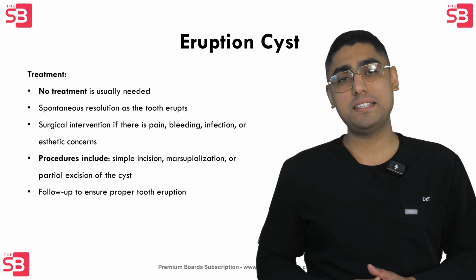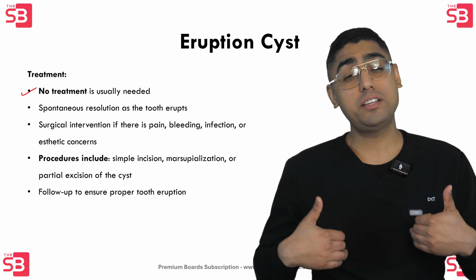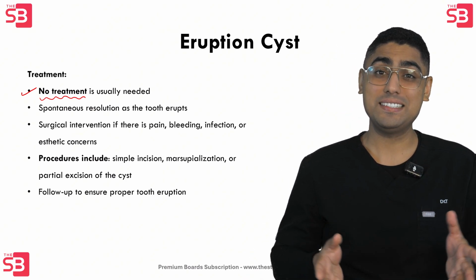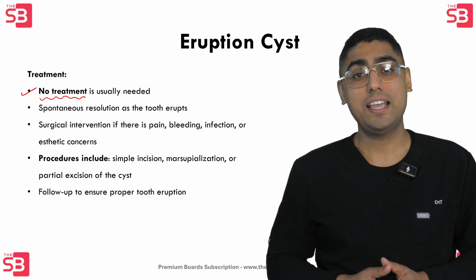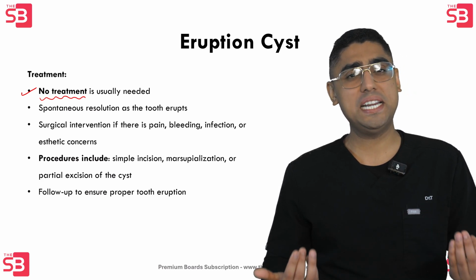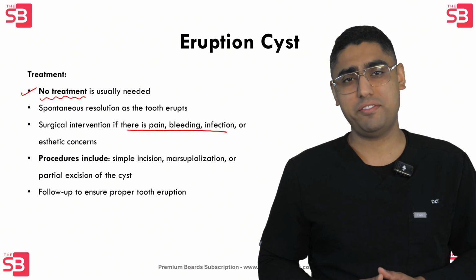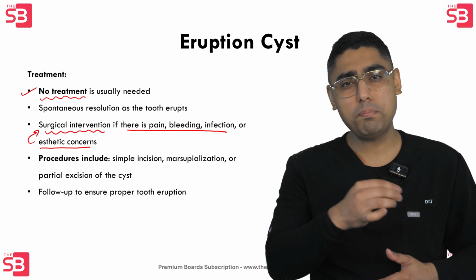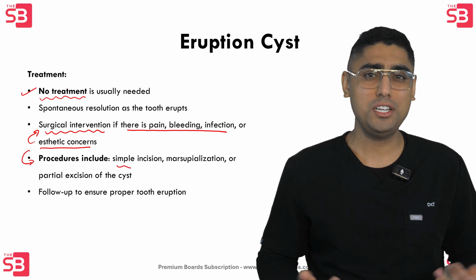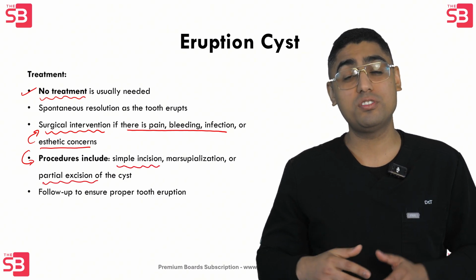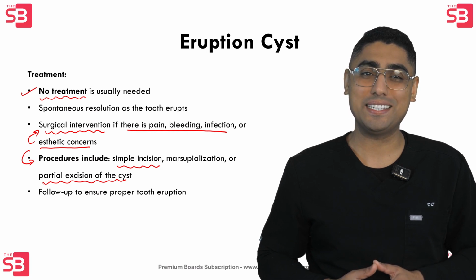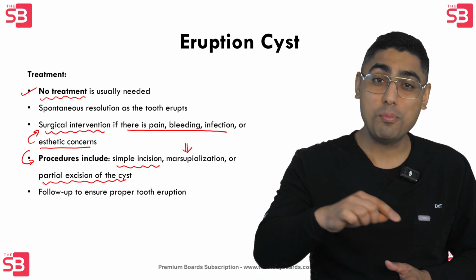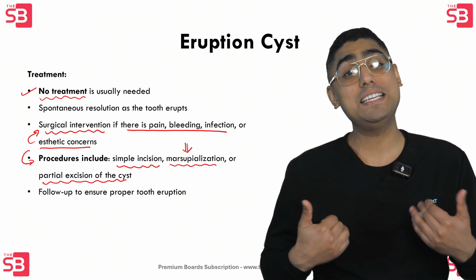Now let's discuss the treatment options for eruption cysts. Most eruption cysts don't really need any intervention. As the tooth erupts, the cyst usually resolves on its own. However, there are some instances where treatment becomes necessary. If the cyst is causing pain, bleeding, infection, or there is an aesthetic concern, a minor surgical procedure may be needed to resolve this. In such cases, a simple incision or a partial excision of the overlying tissue can help us expose the crown of the tooth, allowing it to erupt properly. A common technique used is marsupialization. This involves removing the dome of the cyst to create an opening, which makes it easier for the tooth to erupt.